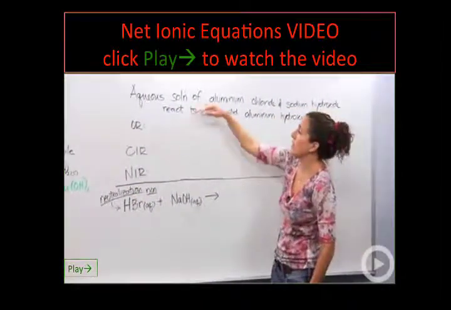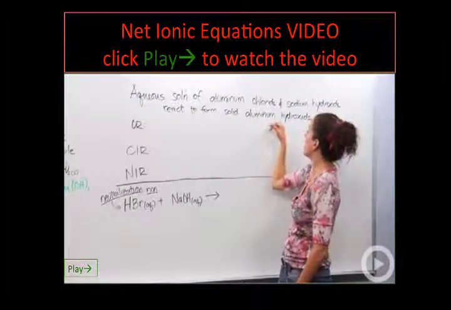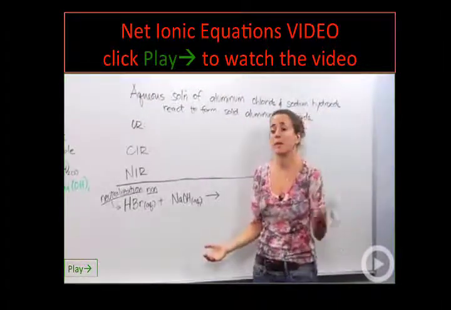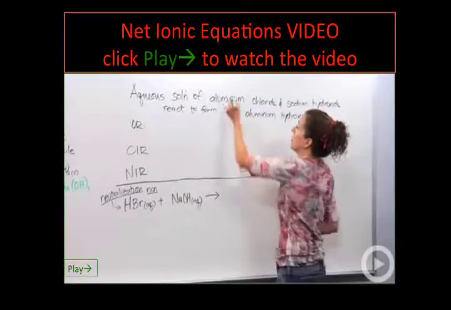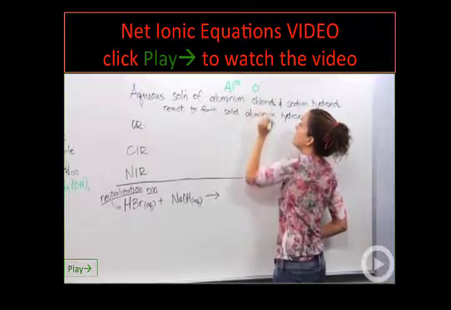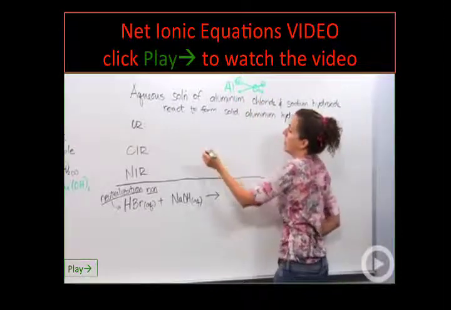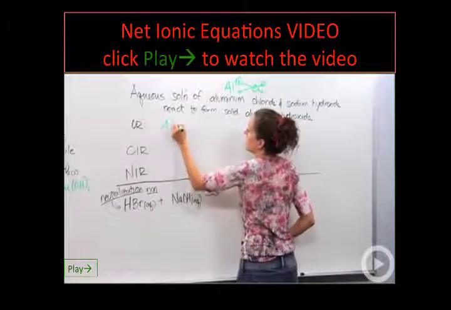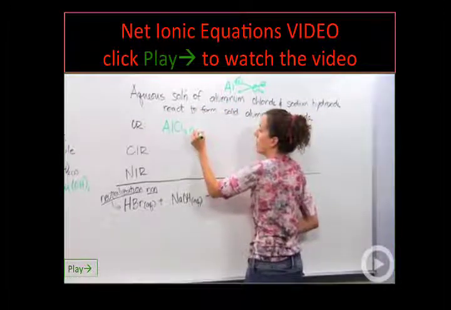Okay. An aqueous solution of aluminum chloride and sodium hydroxide react to form solid aluminum hydroxide. All right, let's break this up into its overall reaction. So aluminum chloride, we know this is Al plus 3 and Cl minus. So when they actually make their compound, it's going to be AlCl3, and we know it's an aqueous solution, so we're going to write aq.